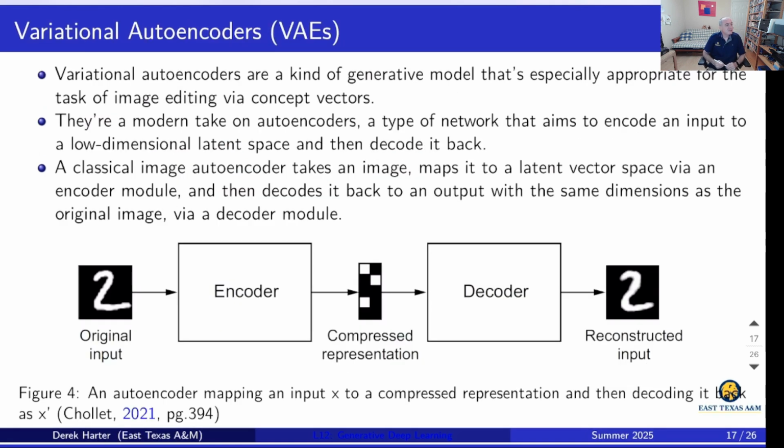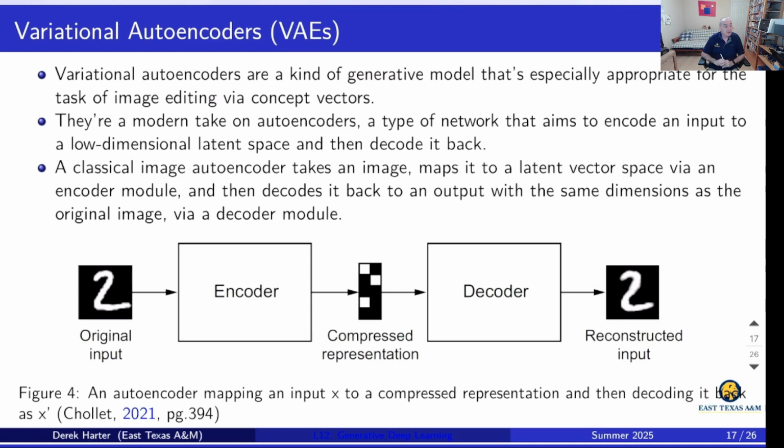Variational autoencoders are a kind of generative model that's especially appropriate for the task of image editing. They relate to the kind of concept vectors that we talked about. They're basically a similar idea to what are known as autoencoders, which are an old idea in neural networks.